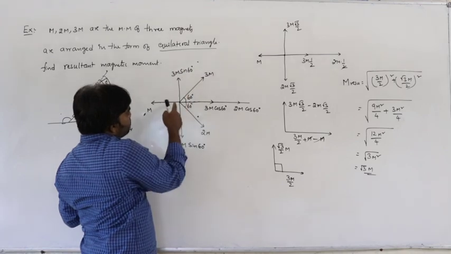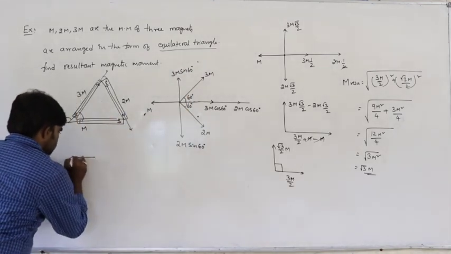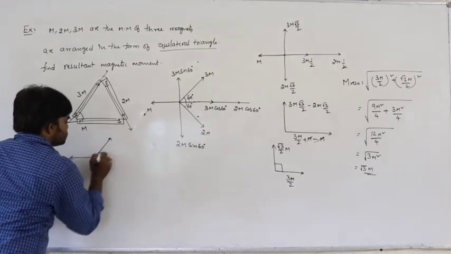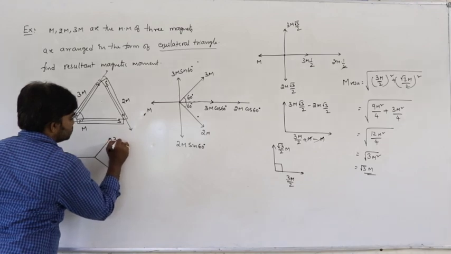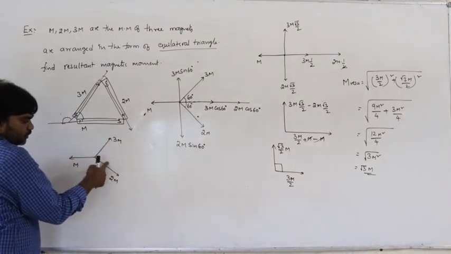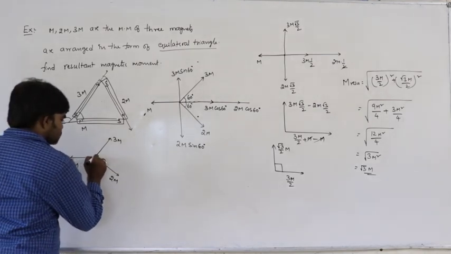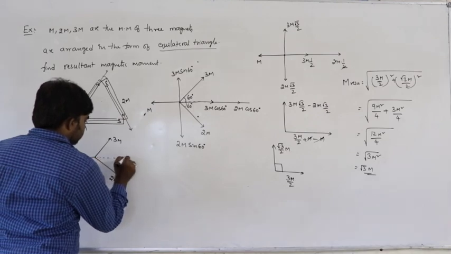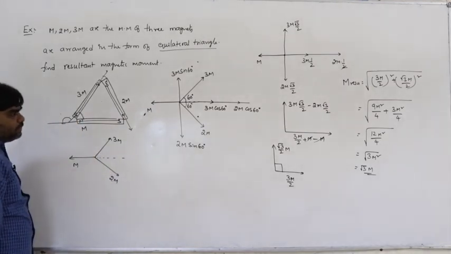So first, m, 2m, 3m. Here let us say it is m, and it is 3m, and it is 2m. So the angle between 3m and 2m is 120. Here it is 120, 120. So for our convenience, I am drawing a horizontal line. It equally cuts. This is 60 and this is also 60.